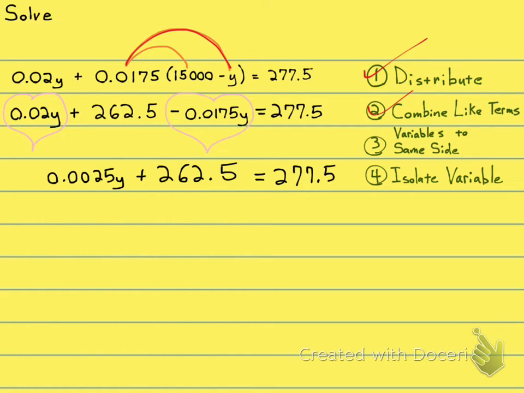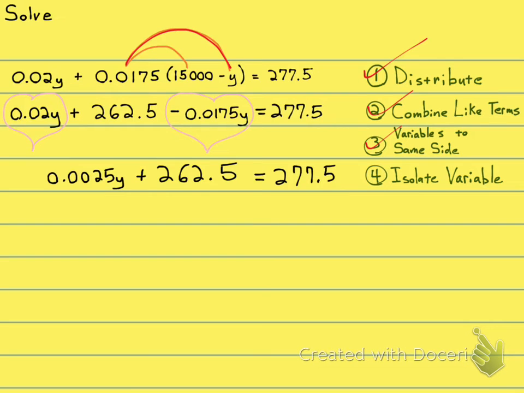Variables to the same side. I only have one variable right here. It's already on the side. There's no variables over here, so step 3 is done for me. And step 4, isolate this grumpy old variable. She wants to be all by herself. I need to get rid of two things, and I'm going to start with this one. Always try to get rid of the plus or the minus first.